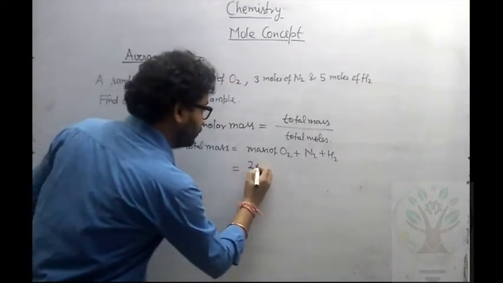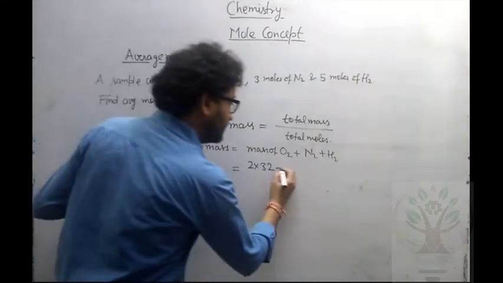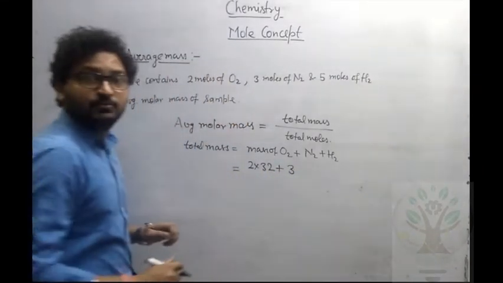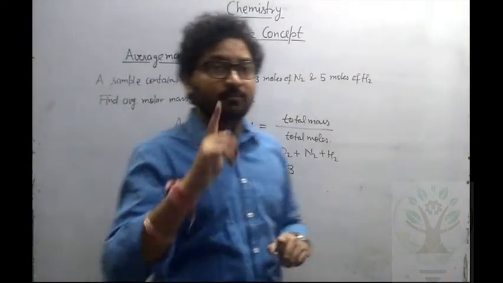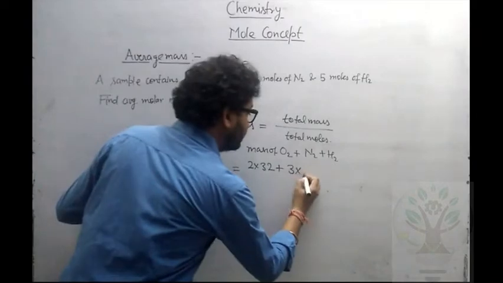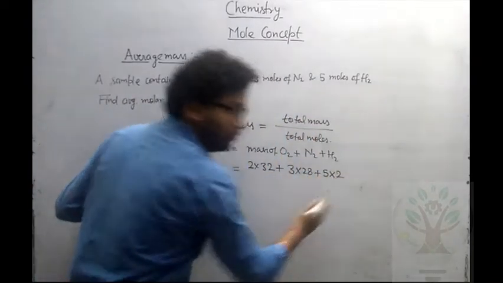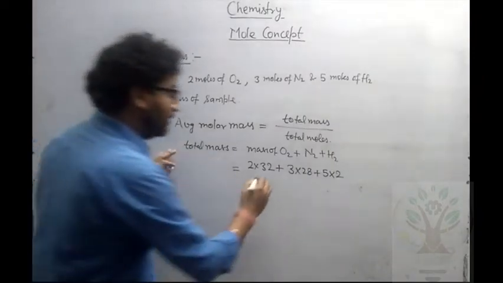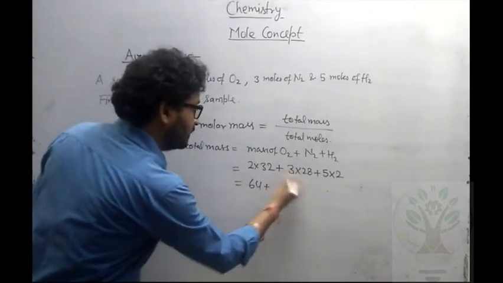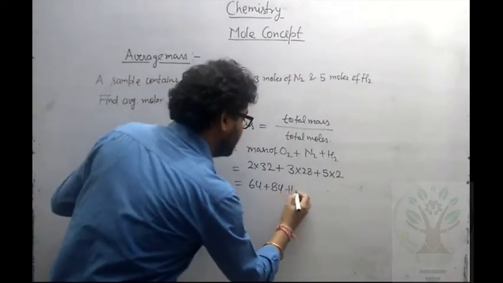So it will be 2 into 32 grams. You're getting this thing. Plus, tell me about N2. What is the molar mass of N2? N2 has molar mass 28, meaning the mass of 1 mole of N2 is 28. So 3 moles will have weight how much? 3 into 28 plus 5 into 2. H2 has molar mass 2 gram. So it will come as, let's say, 64 plus 84 plus 10.